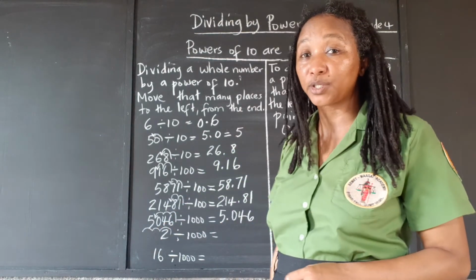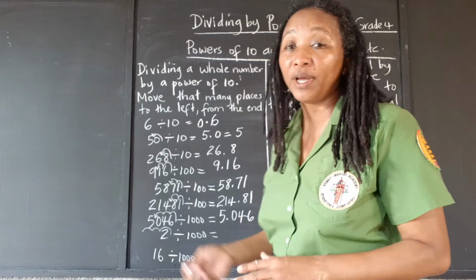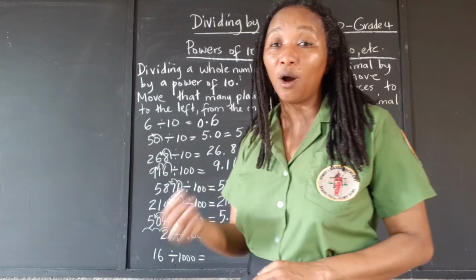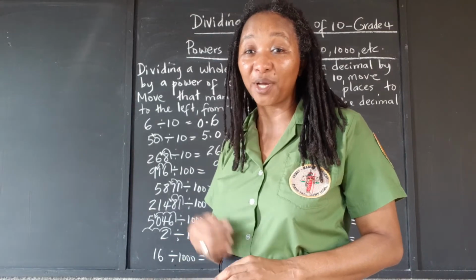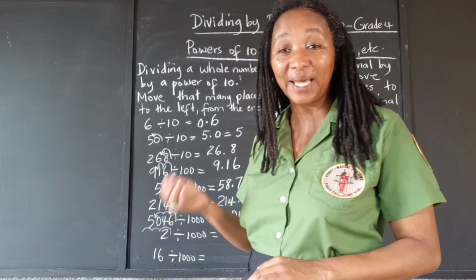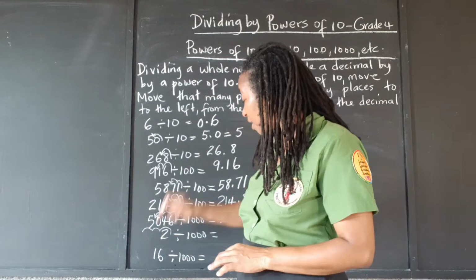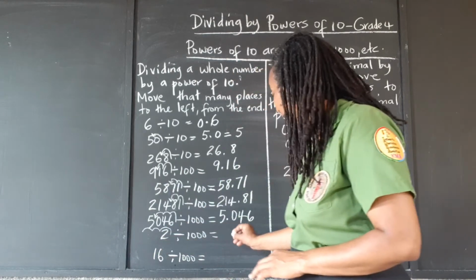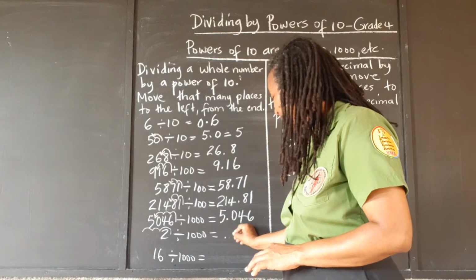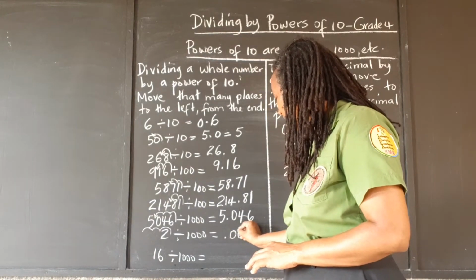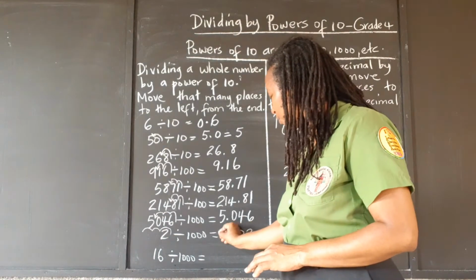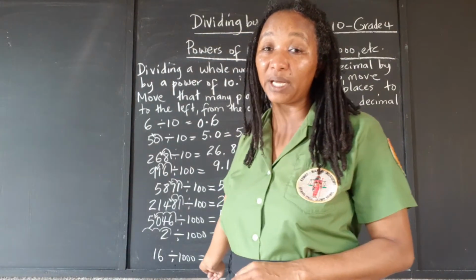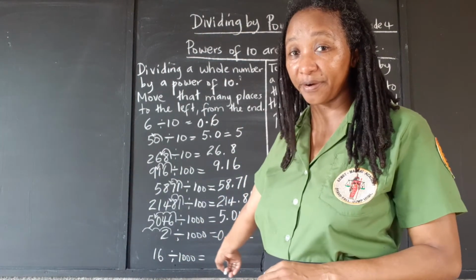So what are we going to do? We're going to go for our friends, the zeros, who are always bailing us out, helping us out to hold the places. We're going to go for our friends, the zeros, to hold these 2 places. So it's actually going to be 0.002. And you know, we love to put another 0 to hold the place of the whole number because there's now no whole number there.